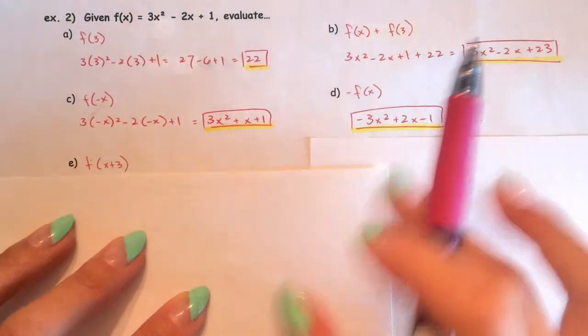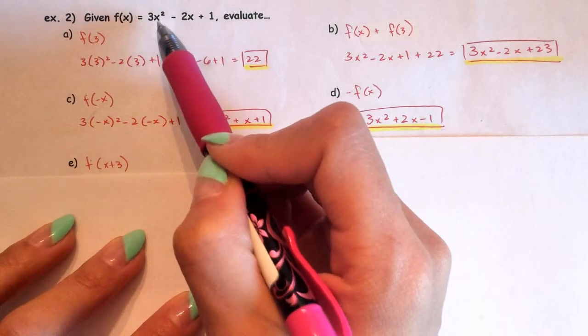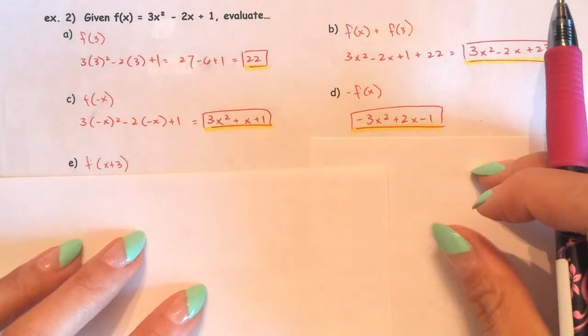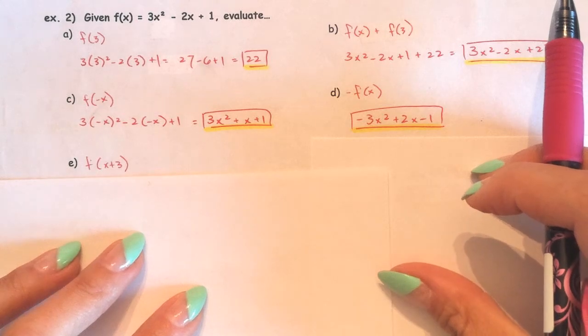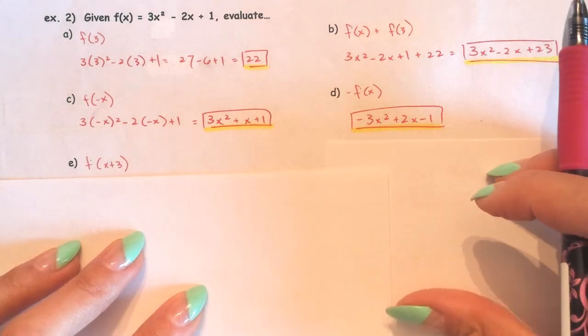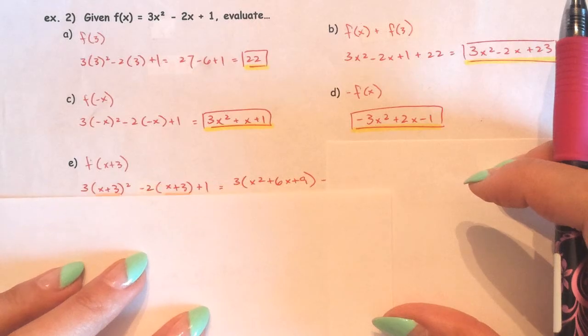So, plug in x plus 3. Every time you see an x, you plug in x plus 3. You do this in Algebra 2. So do it. Do the first step at least. And then check that first step.